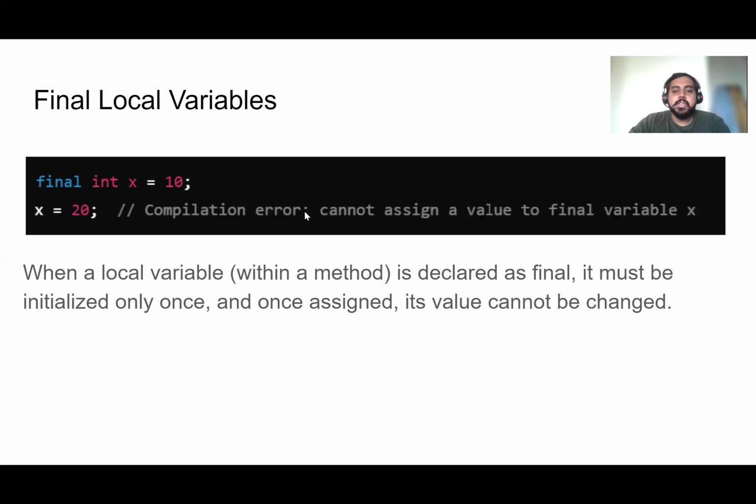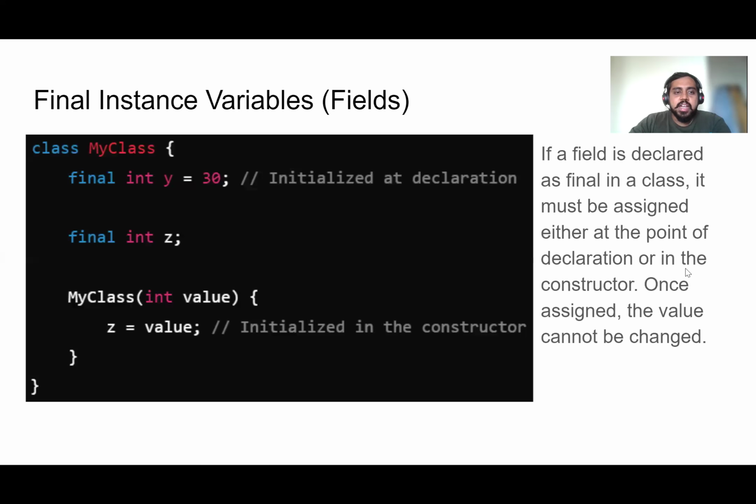I'll get a compilation error. We can't assign a value to a final variable x because it's already been assigned at the time of declaration. Okay, let's see what happens if you apply the final keyword to instance variables.